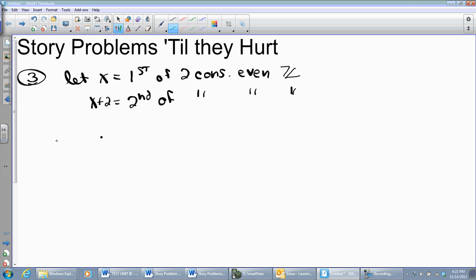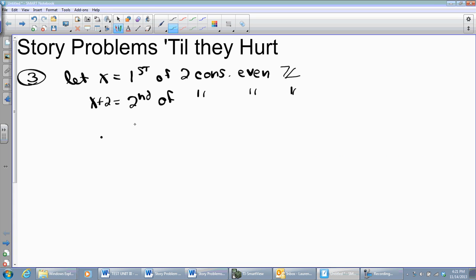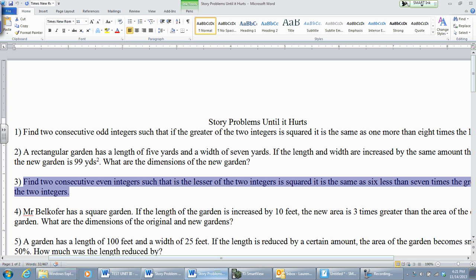Okay, so let's see what I need to do with these. All right, 2 consecutive even integers such that if, that's a typo there, the lesser of the 2 integers is squared. So I need to square the lesser one. Well, that would just be x squared. And I don't need parentheses. I could put them in, but it doesn't do anything in this problem. Okay, it is the same as 6 less than 7 times the greater of the 2.